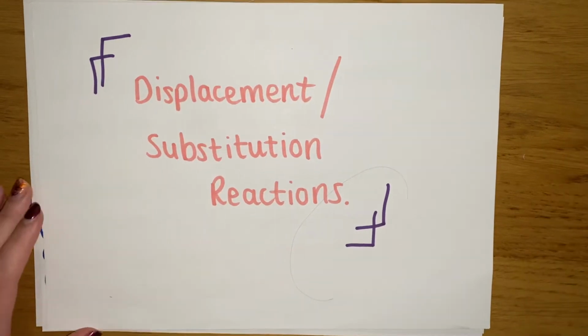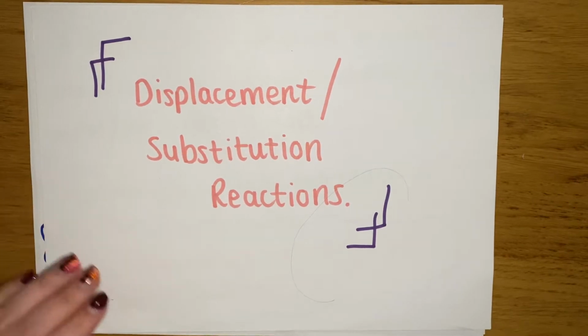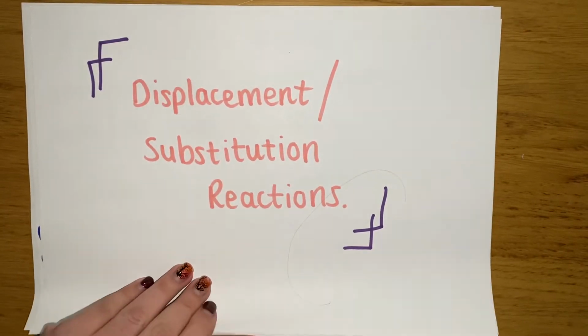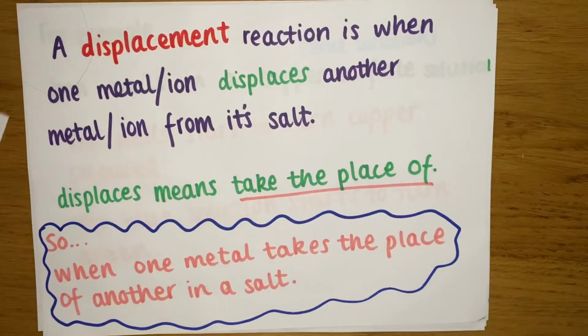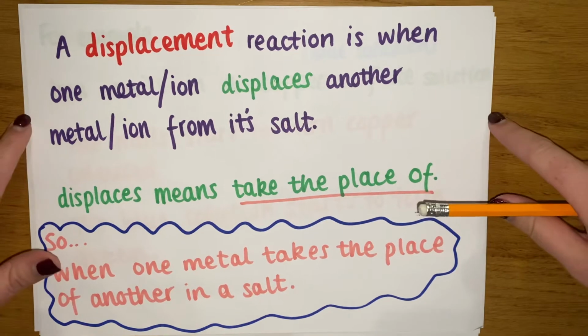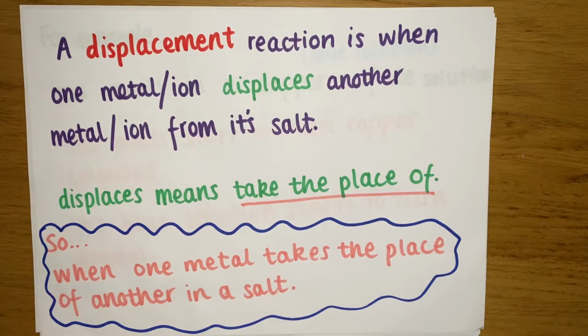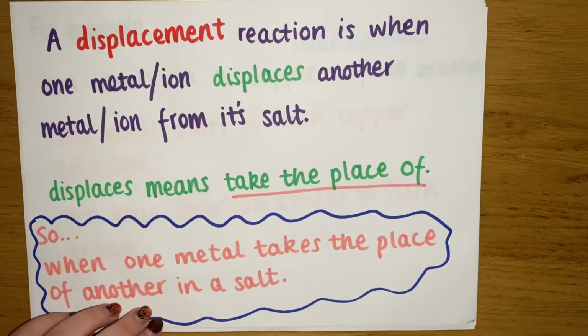Okay, so in this video we're going to talk about displacement reactions. These can also be called substitution reactions. So, a displacement reaction is when one metal or ion displaces another metal or ion from its salt. When we say displaces, this means it's taking the place of.